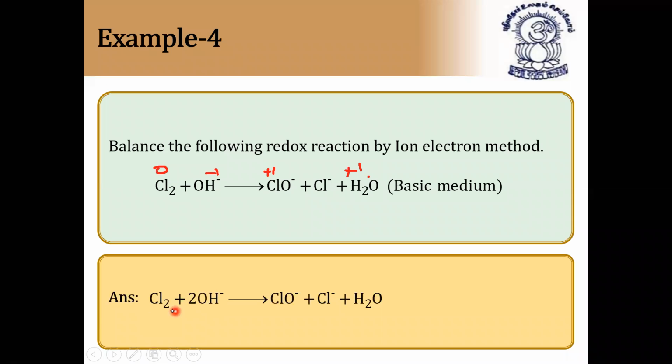So Cl2 plus 2OH minus gives us ClO minus plus Cl minus plus H2. So this is the equation. Because of this one electron change, we have to add one water molecule on the right hand side and one OH minus on the left hand side. Already one OH is there, so one more OH becomes 2OH minus. I hope it is clear. Yes. Next question.